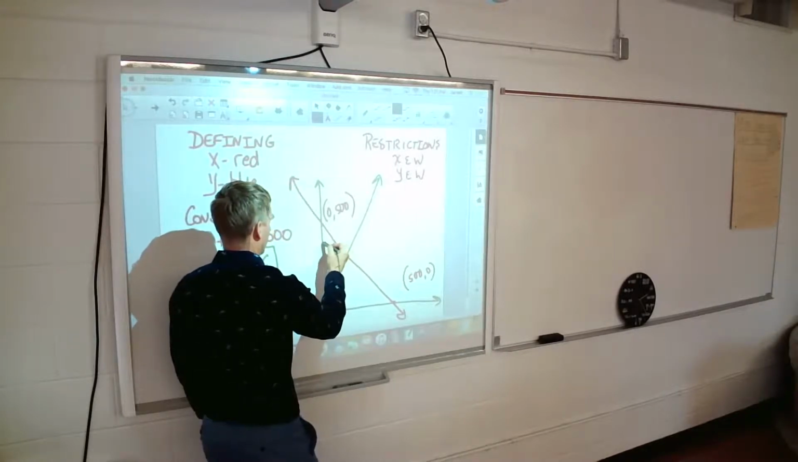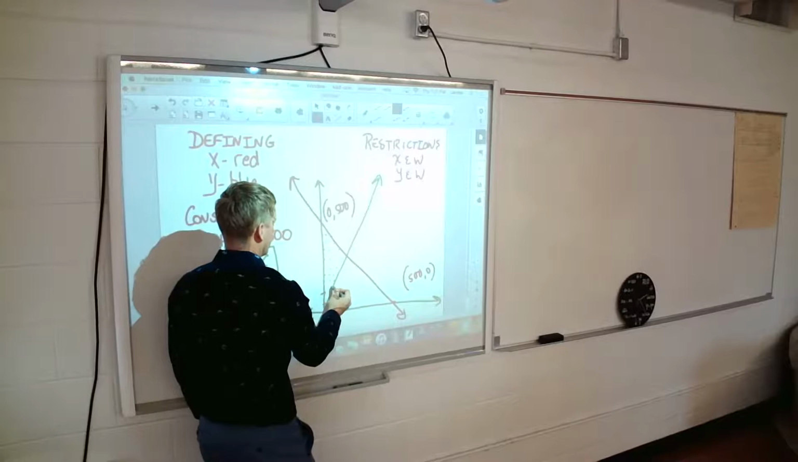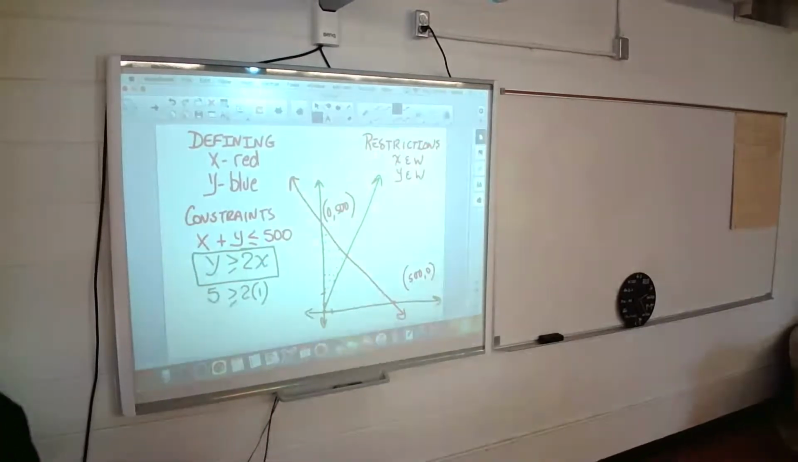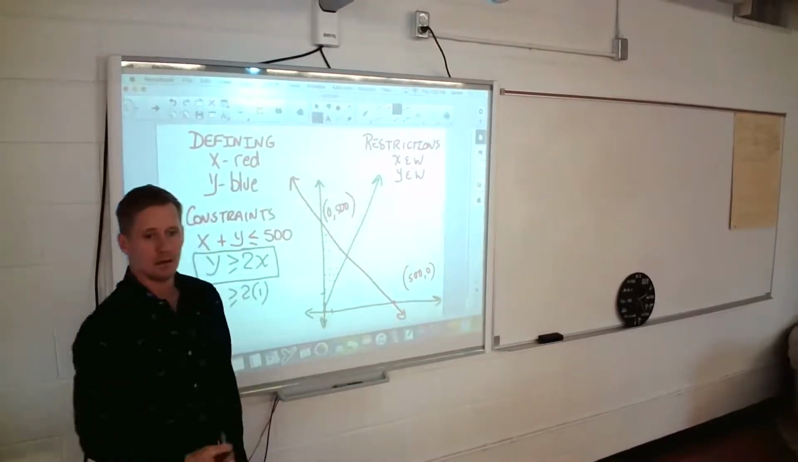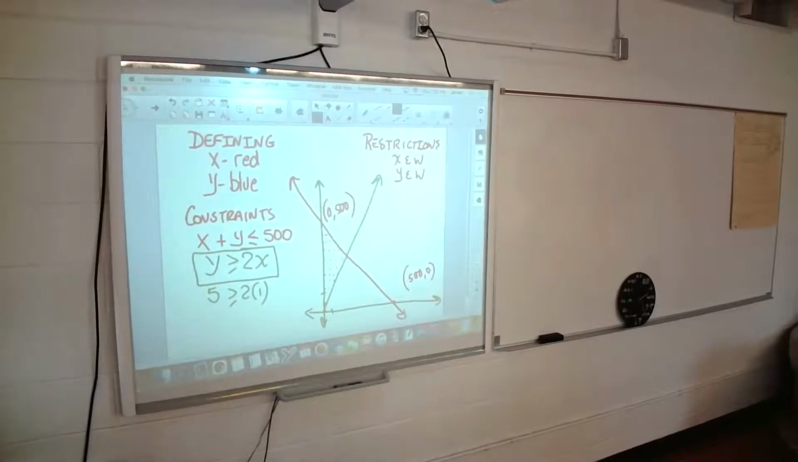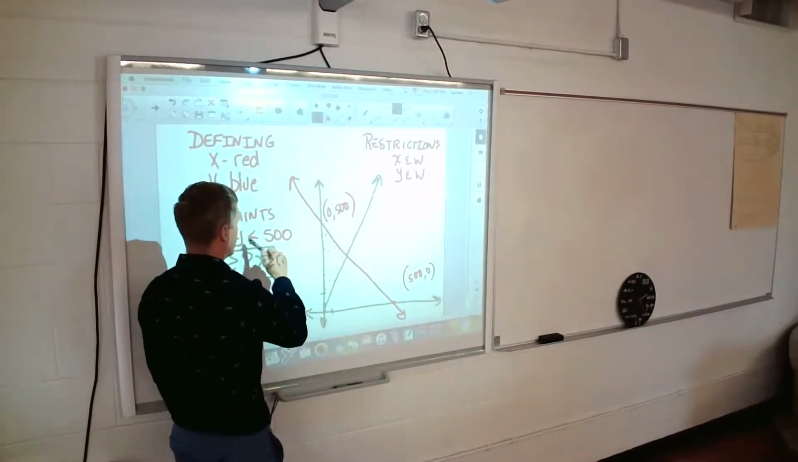How do you know what dot to judge by then? I pick one. If it didn't work, then I would go below the line. But you said 1, and I picked 1 and 5. I could have picked 10 and 0. I pick any one. I just need it to be somewhere in here or somewhere down here. And if it doesn't work, then I shade the other side of the line. There's my solution for this question so far. So any value in here is going to satisfy that.